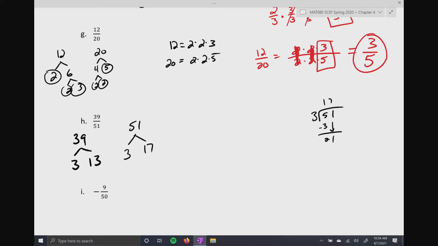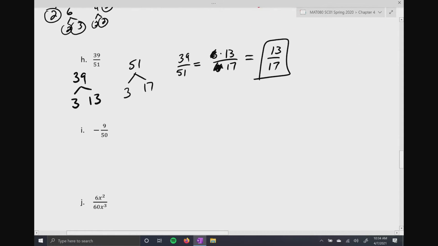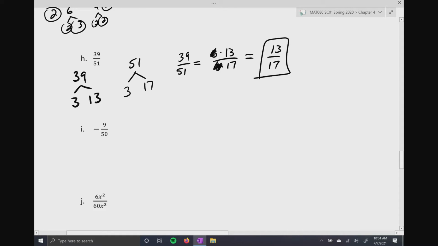So, 39 over 51 is going to equal 3 times 13 over 3 times 17. We know the 3's reduce, and whatever's left over is your answer. Are there any questions so far? All right, let's keep moving then.